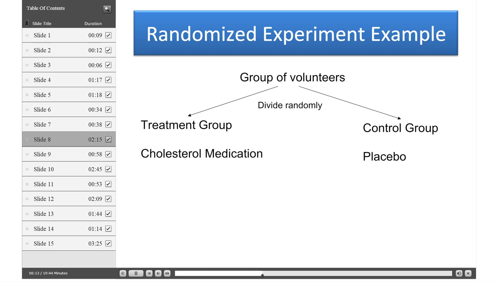Then we can look at the change in cholesterol for the treatment group. We can look at the change in cholesterol for the control group. And if there's a statistically significant difference between those, which we can determine using statistical techniques that we'll discuss later in the course, then we can infer from that that this cholesterol medication really does have an impact on cholesterol.